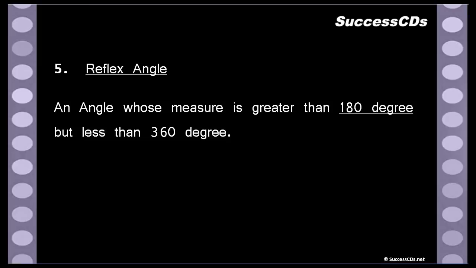Reflex angles. Now, these are very important angles because students generally forget what reflex angles are. An angle whose measure is greater than 180 degrees but less than 360 degrees. Here we have two constraints. One is greater than 180 and secondly less than 360 degrees.